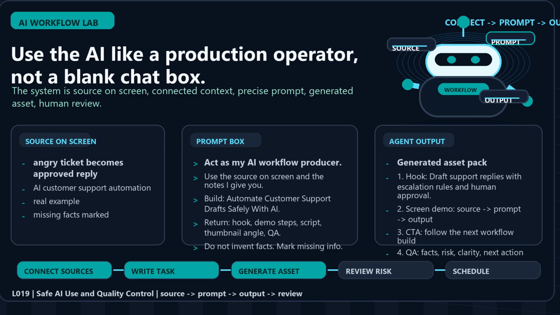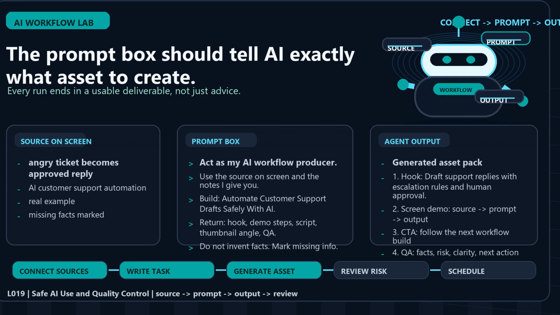Third, write the prompt like a production request: act as my AI workflow producer, use the source on screen, build Automate Customer Support Drafts Safely with AI, return the hook, demo steps, script, thumbnail angle, and quality checks. That is the system. Source, context, prompt, output, review. It is simple, but it is much stronger than asking for a random idea.